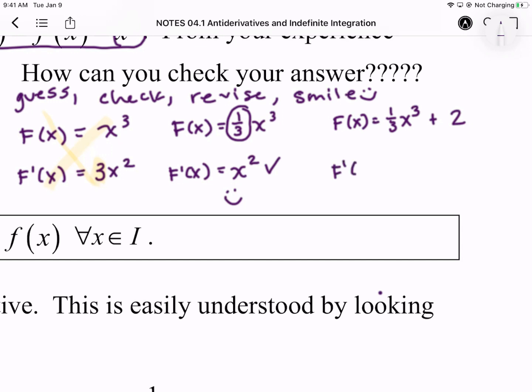If I add 2, the derivative of big F of x, the 1/3 and 3 cancel out, and I'm left with x squared. The derivative of 2 is 0. So that works too. Yay! And that would work even if I put 12. The derivative of 12 is still 0. Or 124. The derivative of that is still 0. So no matter what kind of constant I add here, all of these work as being an antiderivative to x squared.